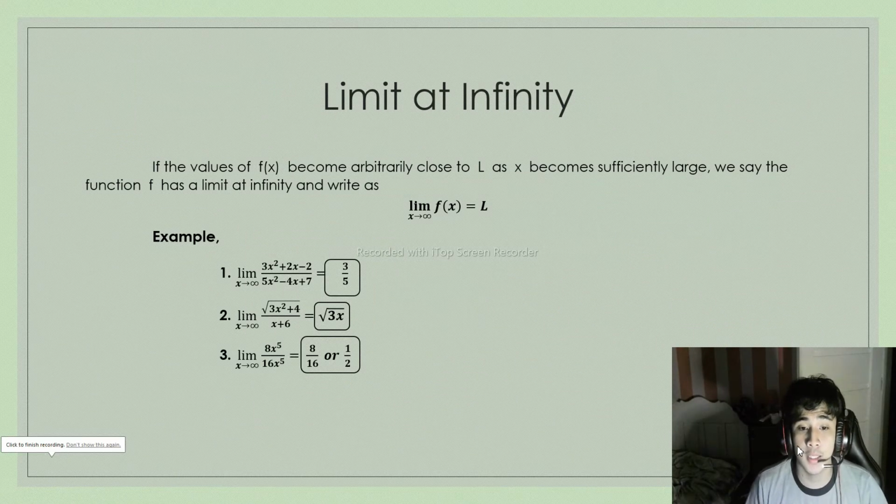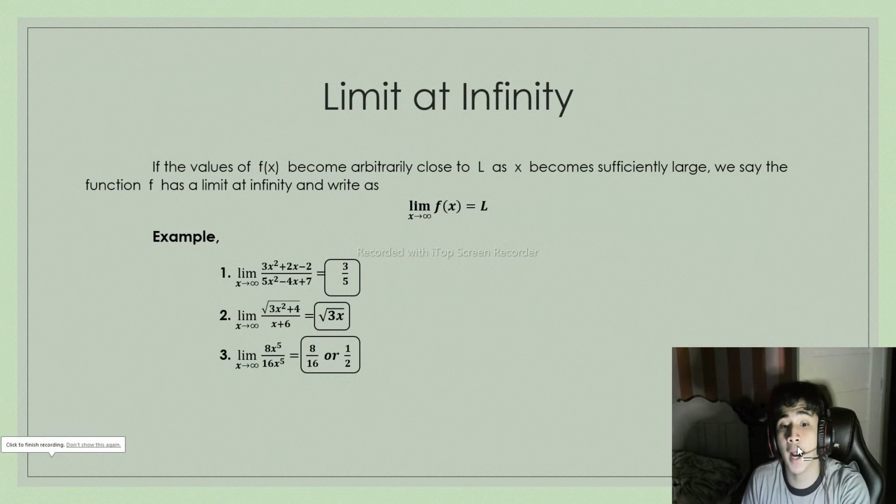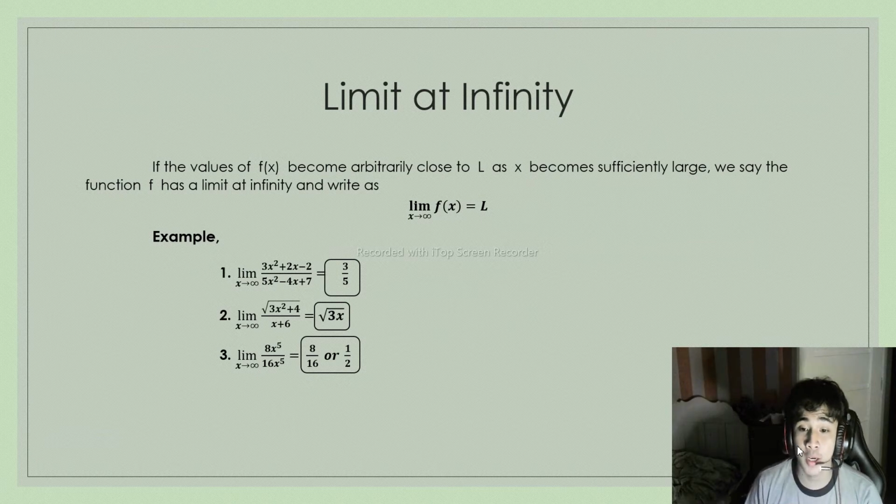Limit at infinity: if the values of f of x become arbitrarily close to L as x becomes sufficiently large, we say the function f has a limit at infinity and write it as the limit of f of x as x approaches infinity is equal to L. To evaluate the limits at infinity for a rational function, we divide the numerator and denominator by the highest power of x appearing in the denominator. This determines which terms in the overall expression dominate the behavior of the function at large values of x.